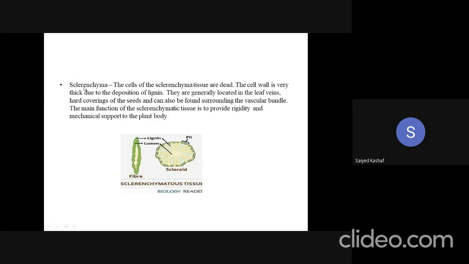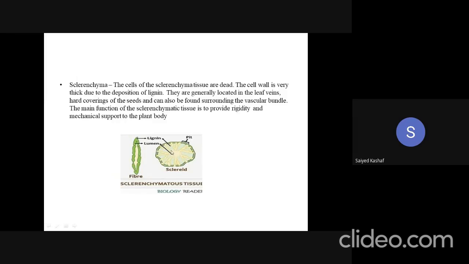This sclerenchymatous tissue is of two types, fiber and sclereid. These fibers are thick-walled, elongated and pointed cells, generally occurring in groups and in various parts of the plants, whereas these sclereids are spherical, oval or cylindrical and highly thickened, and they are dead cells with a very narrow lumen cavity.